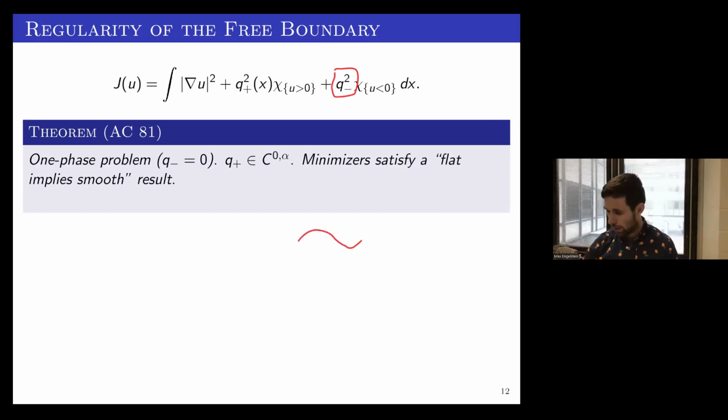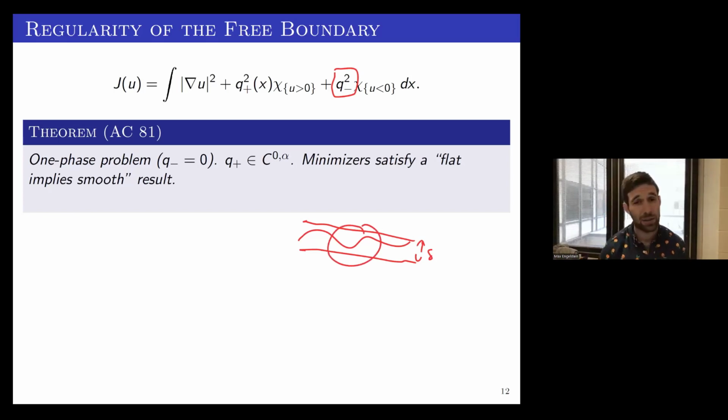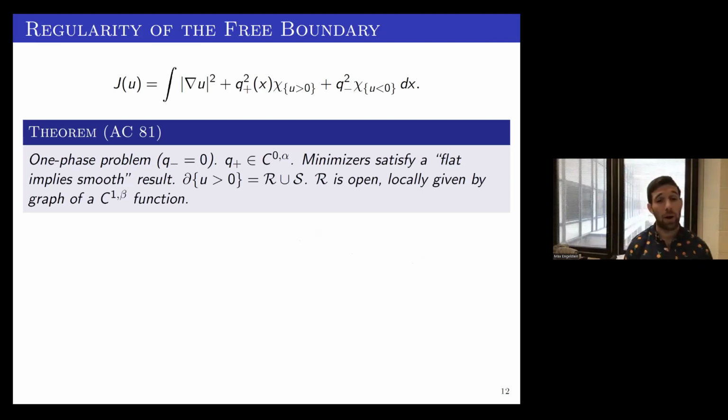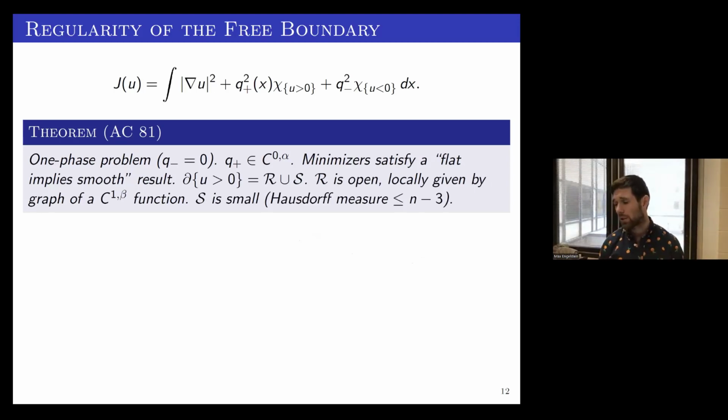So if your free boundary is Reifenberg flat, contained in a neighborhood of a plane, then in a smaller ball, the free boundary is in fact smooth. What this means is that the free boundary has two components, a regular part and a singular part. The regular part is open. It's locally given by smooth graphs, so C^{1,β} functions. And the singular part is small. It's got Hausdorff measure less than, let's say, n-3.